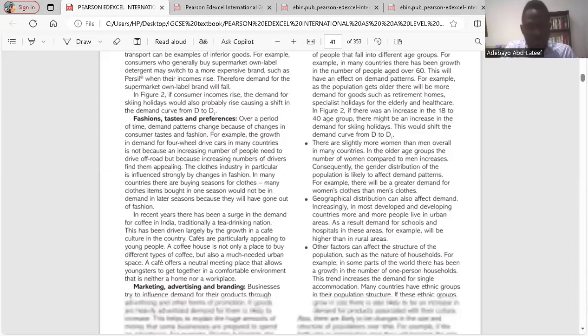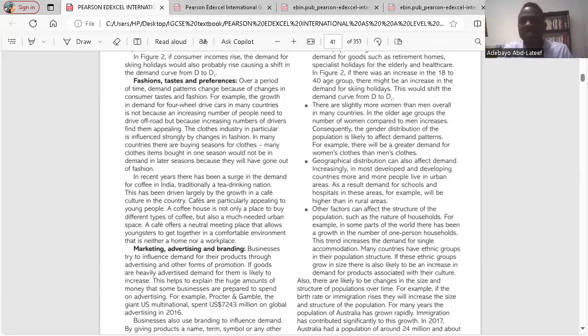So we go to geographical distribution, where people are located. Geographical distribution can also affect demand. Increasingly, in most developed and developing countries, more and more people live in urban areas. As a result, demand for schools and hospitals in these areas, for example, will be higher than in rural areas. So where you are situated, your location, how rural or developed it is, might also determine demand for goods or services in that area. If it is an urban area, demand for schools might increase. But for rural areas that are not developed, like Tauna and these areas, they might not have international schools there, so the demand for international schools might not increase there. That's the point they are making.